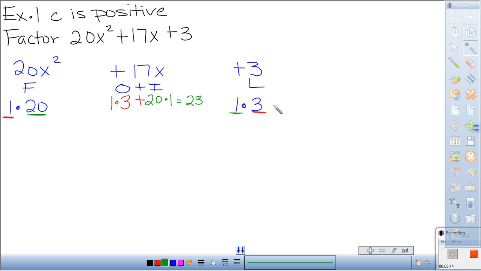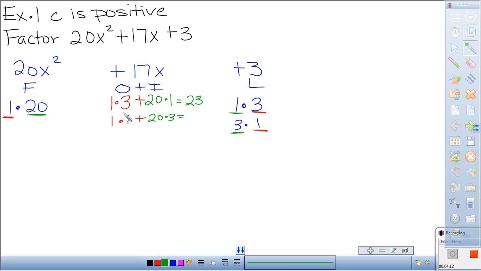That doesn't work. So now we need to try something else. So how about instead of 1 times 3, what if I flip it around and we try 3 times 1? Okay, so again I'm using 1 and 20, but now I'm using 3 and 1. So 1 is still on the outside here, so I have 1 times 1, plus then the inside, 20 still on the inside here, times, now the inside here is 3, 20 times 3. And let's see what result we get there.